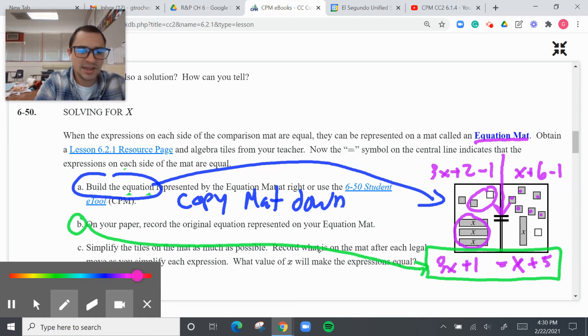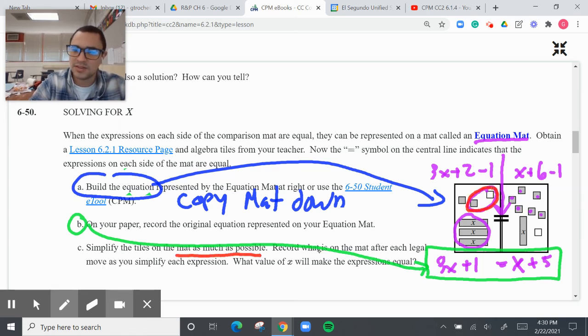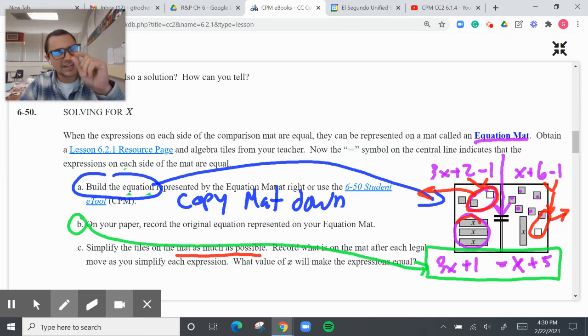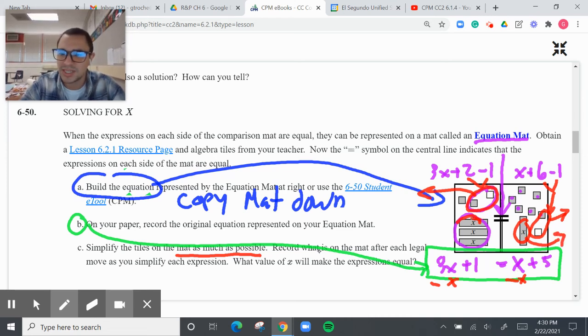And then C we have here, which is going to be simplify the tiles on the mat as much as possible. So here we have these are going to go out of here. And that is going to be equal to, that's our simplified. And then these two are out of here. So that's what this is right here. That is what this is right there. So we're creating zeros on both sides. The next thing we want to do is we have an x on both sides. So I'm going to go ahead and take out x on both sides. So here's an x here. And as you notice, we always look at the smaller x, the smaller values. We just take out the smaller ones.